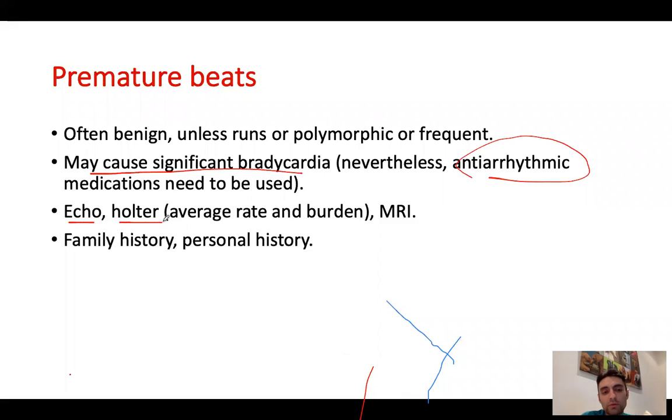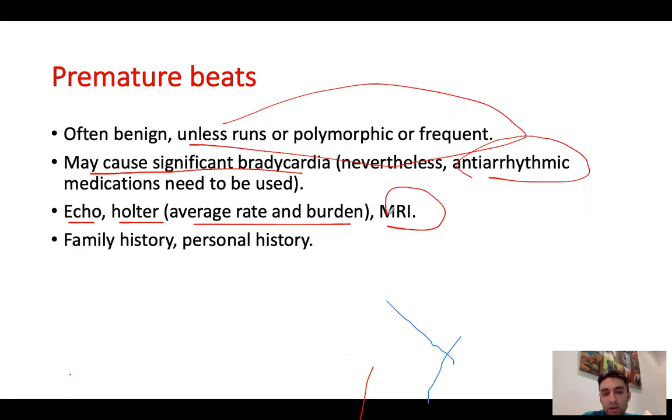Of course, you do echo and Holter to screen for runs, polymorphic forms, or frequency. But if it's a baby, usually it's day, 2 days, 3 days, but then it goes away usually. If the patient is not a baby, it usually doesn't go away, so you need to do echo and Holter to measure average rate and burden, maybe MRI if you're suspecting cardiomyopathy or myocarditis or something. And of course, you take good history and family history.